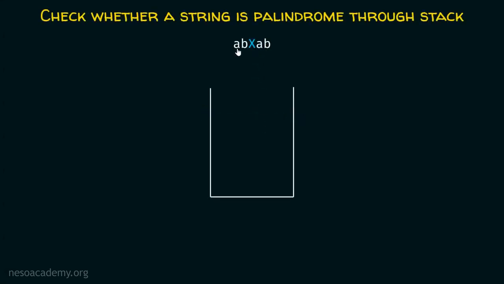Let's say we have the string ABXAB. Okay. Let's read the characters one by one. First, we will read this character and we'll push this onto the stack. Then we will read this character and push this onto the stack. Simple. After this, we have reached the middle of the string. So we'll simply skip this character. And now we will read this character.